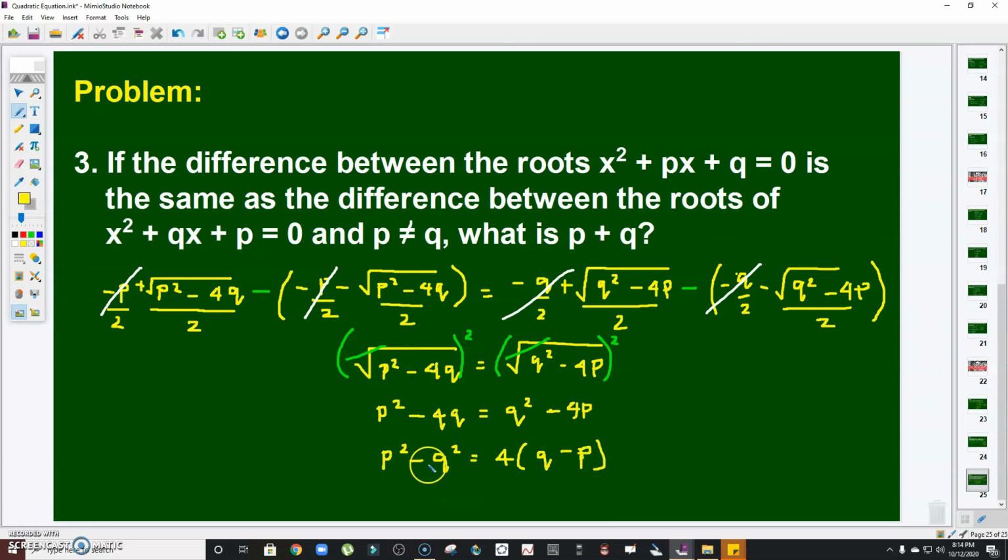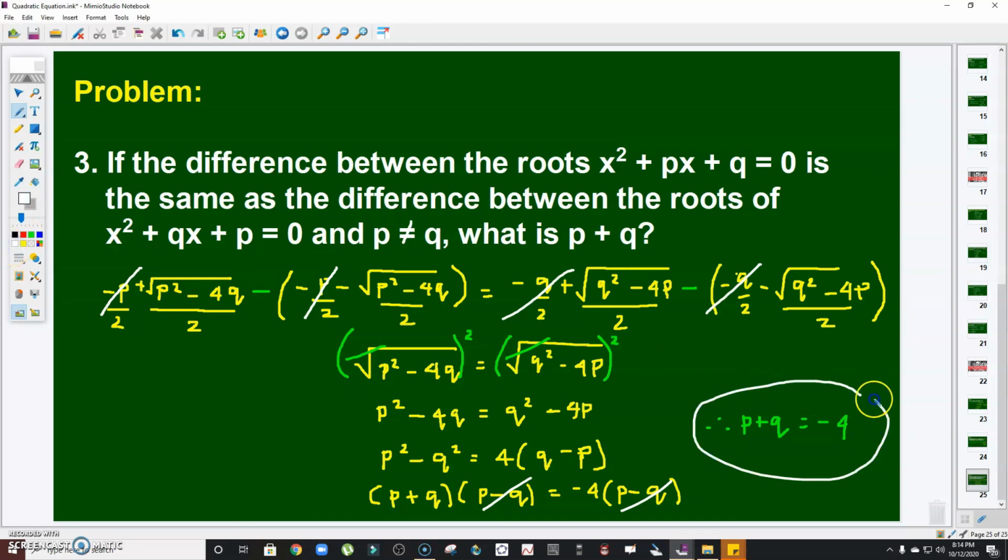Now, take note, this is difference of two squares. I can further factor this. That is p plus q times p minus q. Okay? Equals, so factor out ko yung negative 1 dyan. So, I'm going to have negative 4 times yung negative p magiging positive p. Yung positive q magiging negative q. There you go. See that? And clearly, maka-cancel ko ngayon yung p minus q. And that's what we're looking for. Okay? Therefore, yung p plus q natin, which is what we're looking for, is just equal to negative 4. There you go. See that?